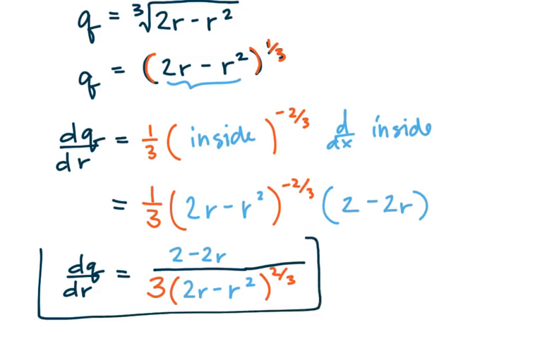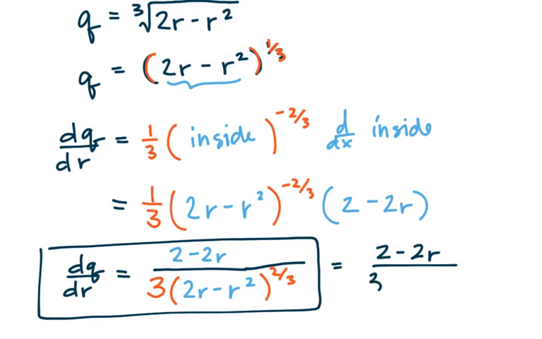I could, if I wanted to, rewrite that using a radical instead of a rational exponent. So this is the same as (2 minus 2r) over 3 times the cube root of (2r minus r squared) squared. I need parentheses there. So that would be the same.